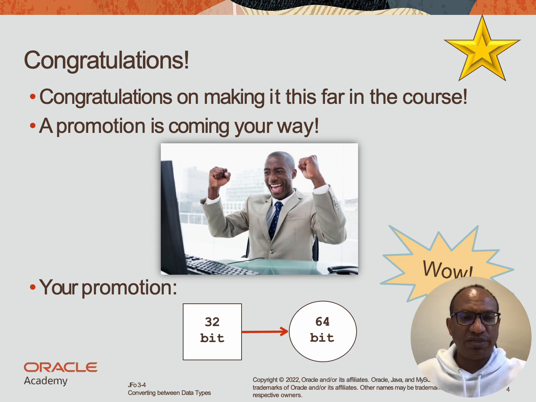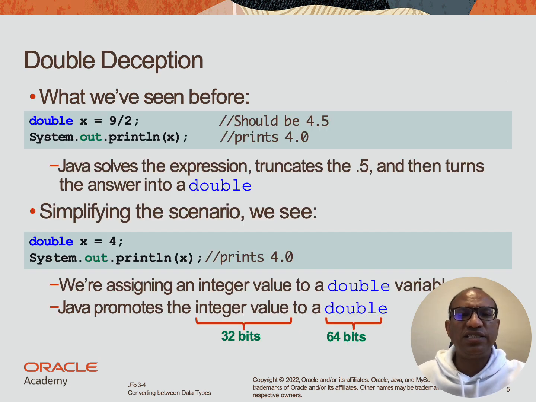You've made great progress. As a reward, here's a promotion. Literally, we're talking about promoting smaller data types into larger ones. Let's explore a common pitfall. If both numbers in a division are integers, Java will truncate the decimal before assigning it to a double.